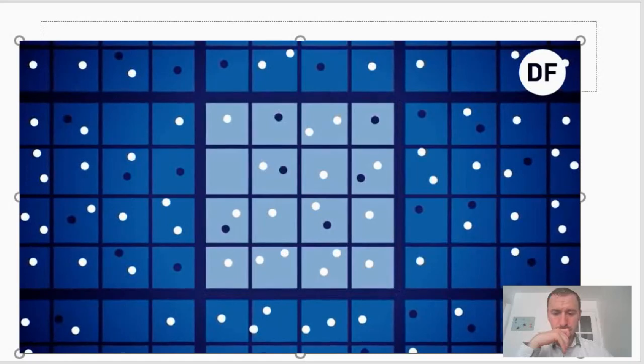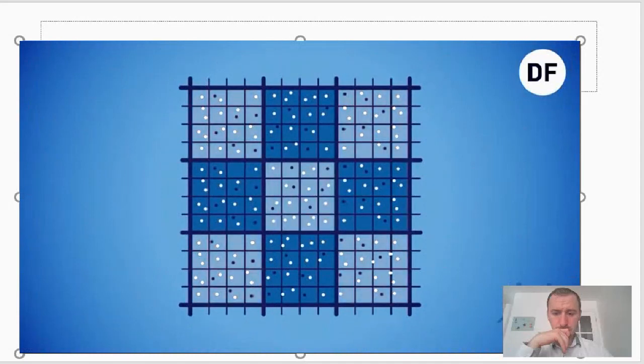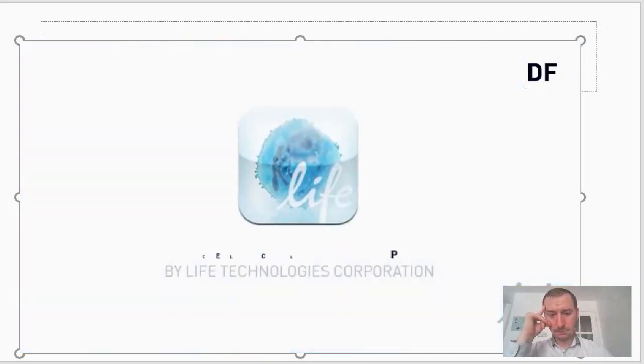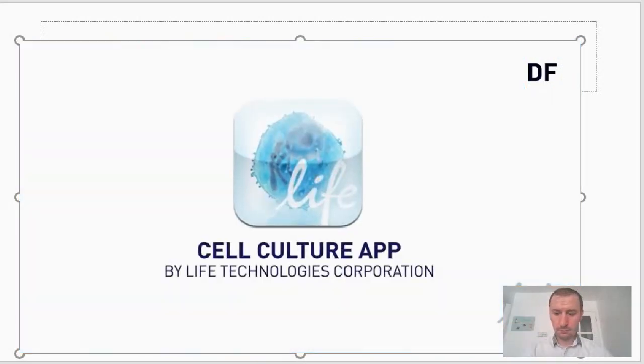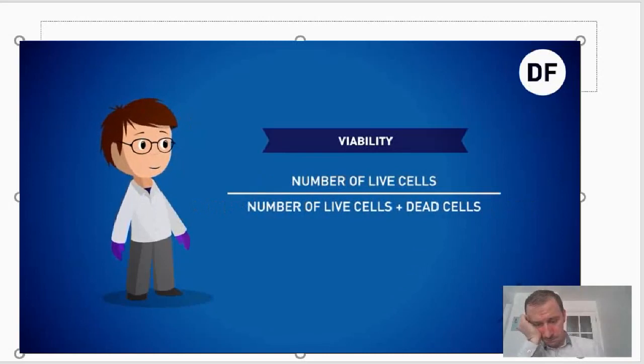Count the number of live cells and dead cells. A good suggestion could be to count the cells in squares 1, 3, 5, 7 and 9. Obviously, the more squares you count, the more accurate your cell count will be. Just remember how many squares you counted. Did you know there's an app you can use for this? The Cell Culture app has a cell counter tool that will help you keep track of live and dead cells. Based on the number of viable and dead cells, you can now calculate the cell viability.